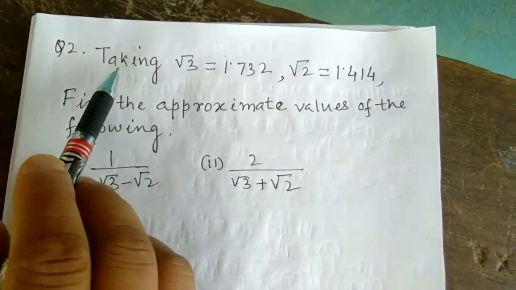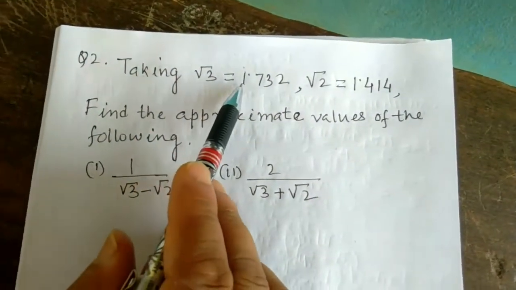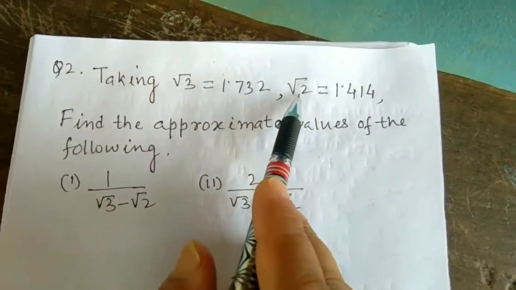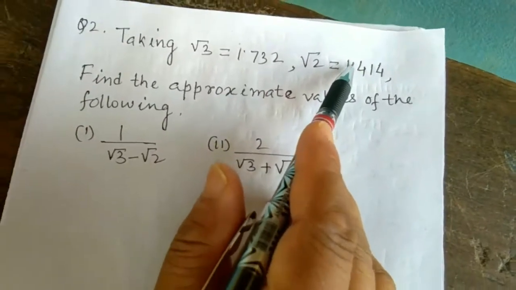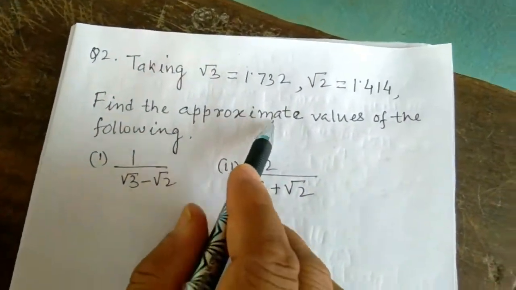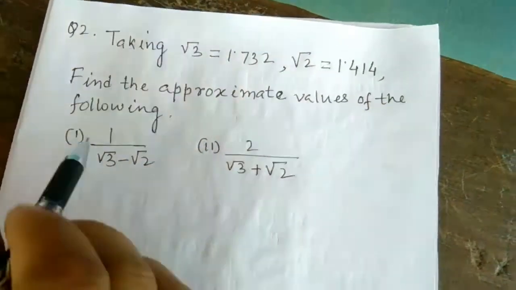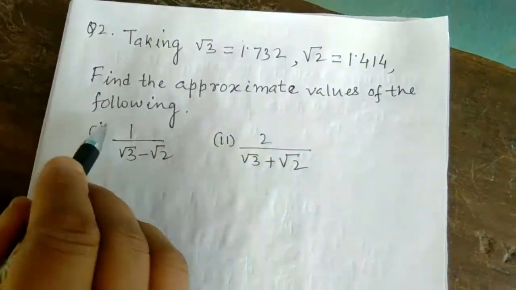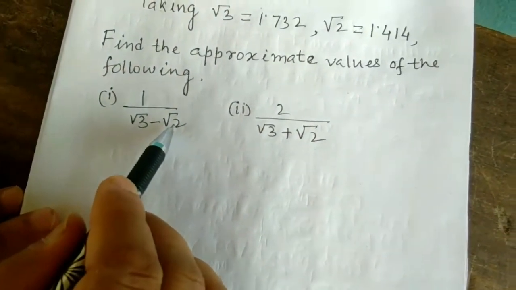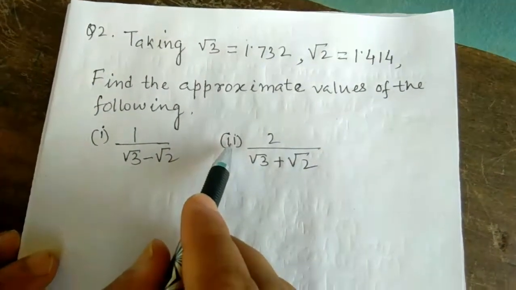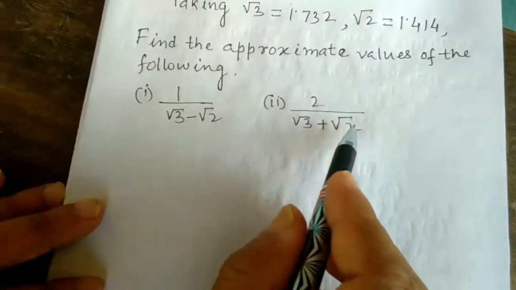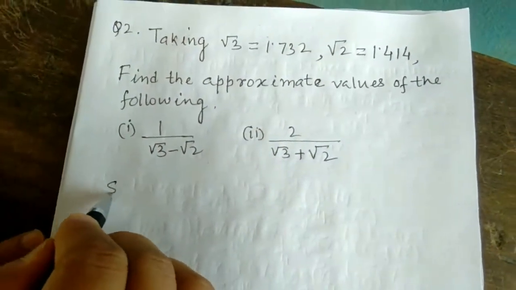Question number 2. Taking root 3 equal to 1.732 and root 2 equal to 1.414, find the approximate values of the following. Number 1, 1 by root 3 minus root 2, and question number 2, 2 by root 3 plus root 2. Okay, so how to find? Let me show you one by one.